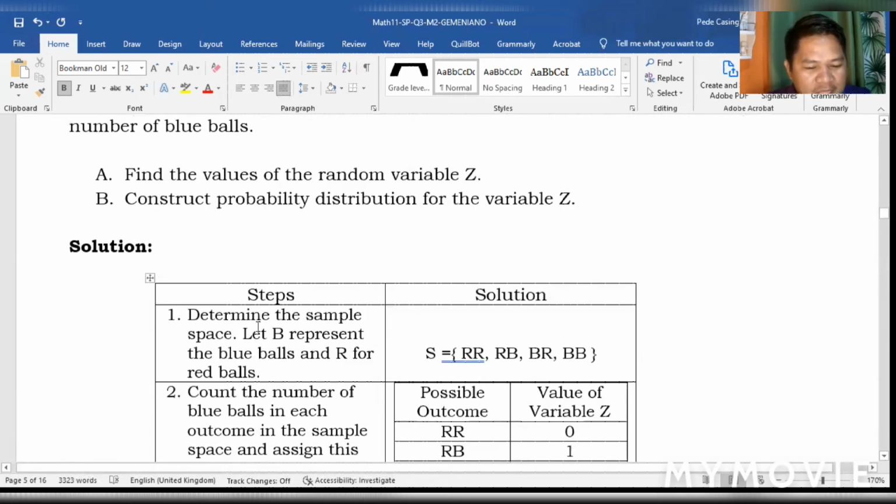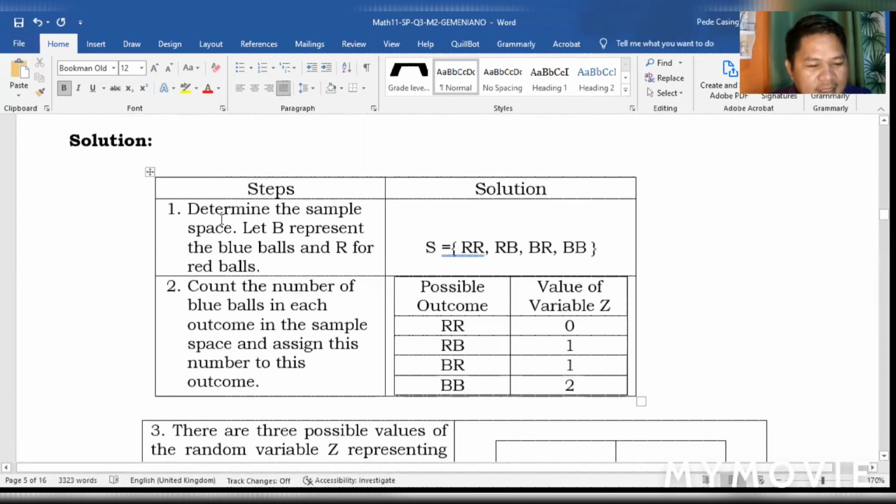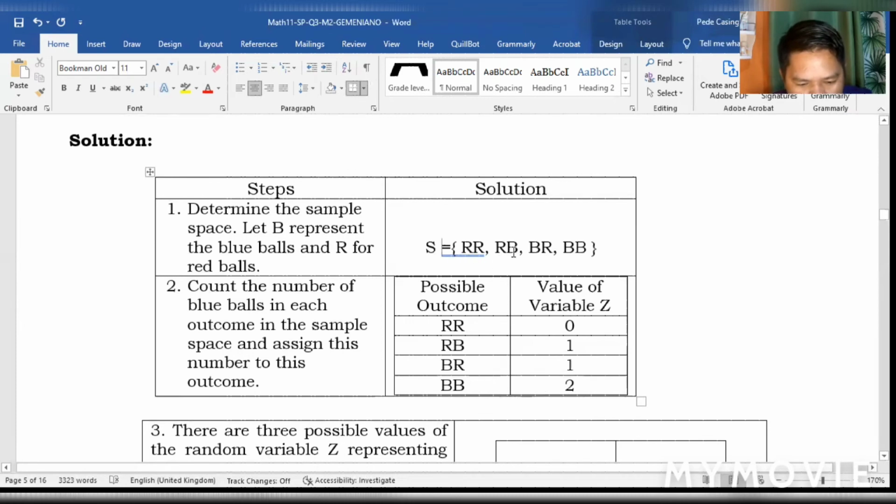So let's now have the steps. Step 1, determine the sample space. Let B represent the blue balls and R the red balls. So in our solution, the sample space S contains RR, that is red, red; red and blue; blue and red; and blue, blue. So this is our sample space. Second step, count the number of blue balls in each outcome in the sample space and assign this number to that outcome. So here we have our possible outcomes.